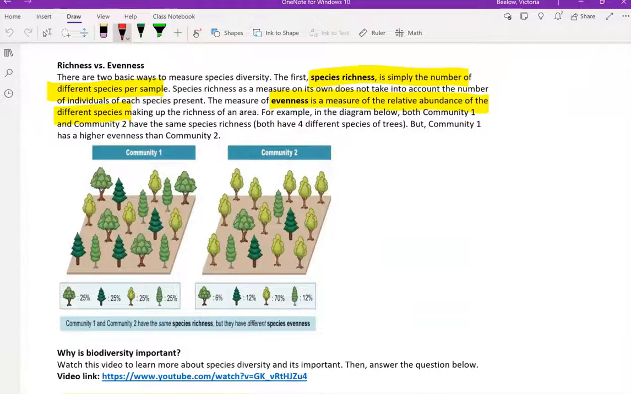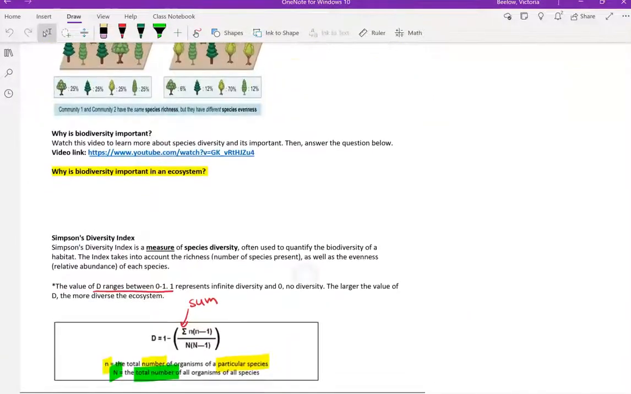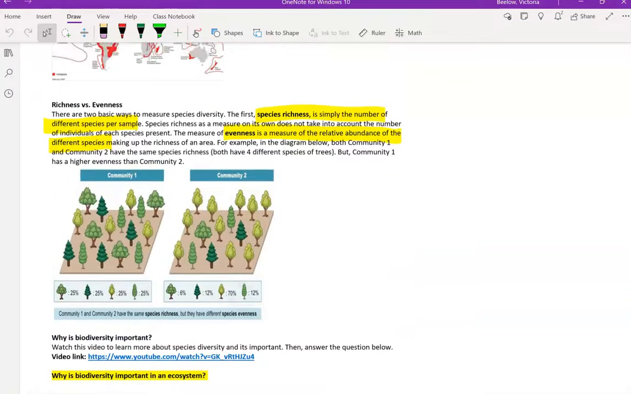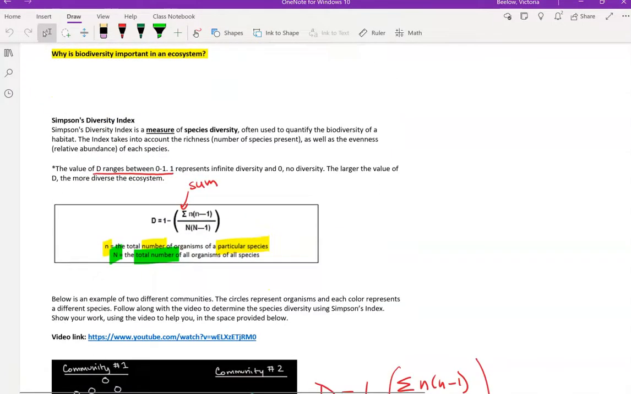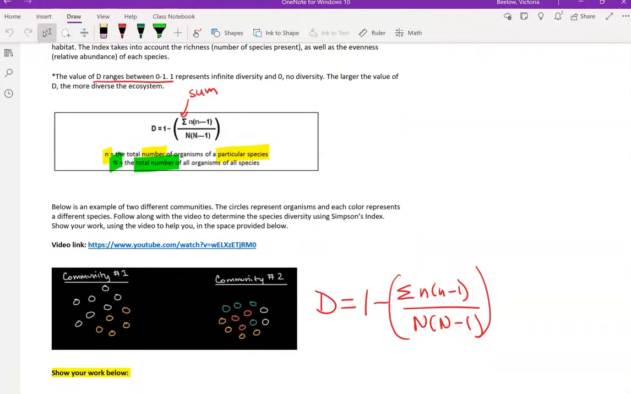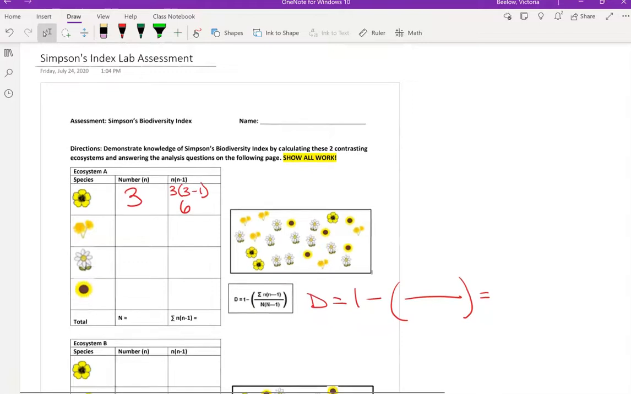And again, that question was addressed here in the lab. So make sure you read through this to help you answer those questions. If you have any questions, make sure you ask your teacher before you turn this in, and it's graded for accuracy.